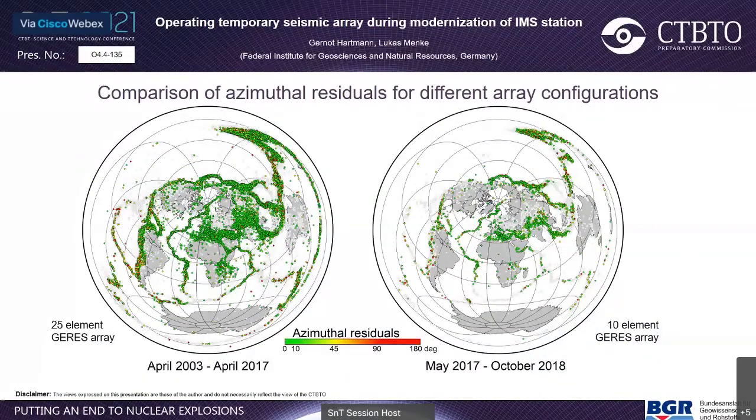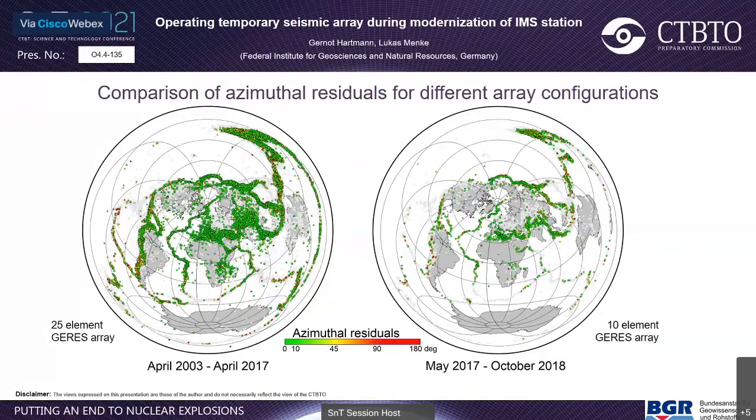We estimated the azimuthal residuals between the determined azimuth and the theoretical value for all events documented in the Reviewed Event Bulletin, abbreviated REB. On the left side, all events until April 2017 are shown when all 25 elements were used. On the right side, all events from May 2017 to October 2018 are included, where the temporary array with 10 elements was in operation.